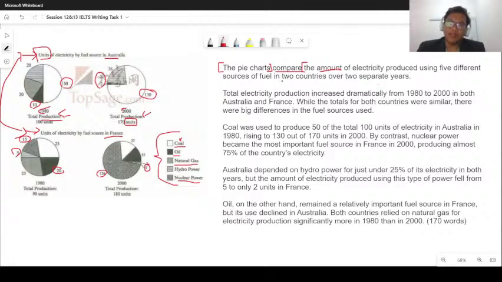Now, do note, here the person says two countries. If you want to specify the country, that is completely fine. Like you can kind of rewrite this and say using five different sources of fuel in Australia and France over two separate years. Or you can also specify the year, in 1980 and 2000. That's fine. But this person decided just to kind of make it a little bit generic, over two separate years, which is also okay.